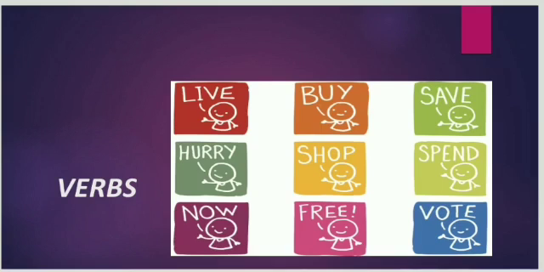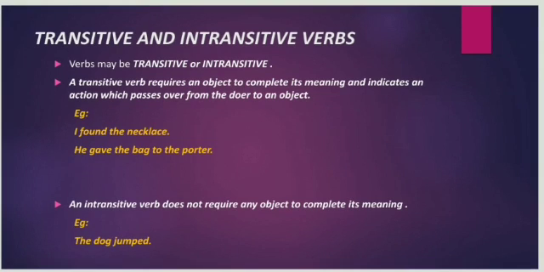Okay, in today's class we will do verbs. As you all know, verbs are of two types, transitive and intransitive. Transitive means the verb which requires an object, but for an intransitive verb, the object is not required. Or we can say the sentence is complete without the object also.